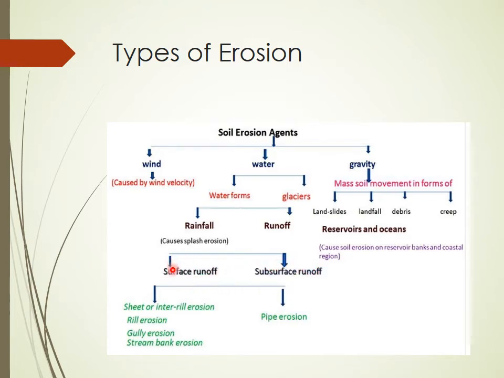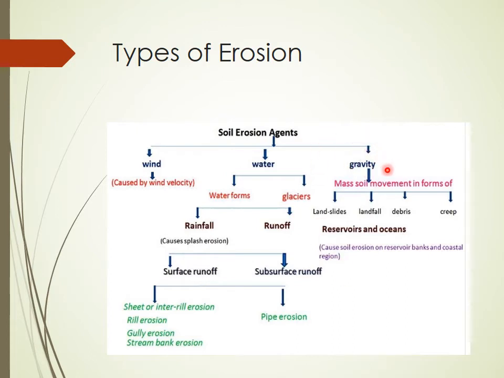Surface runoff, when the water is flowing above the surface, that is called surface runoff. When the water is flowing below the ground surface, that is called subsurface runoff. In surface runoff we have four types, and in subsurface we have one, and this we will be continuing in the further classes.